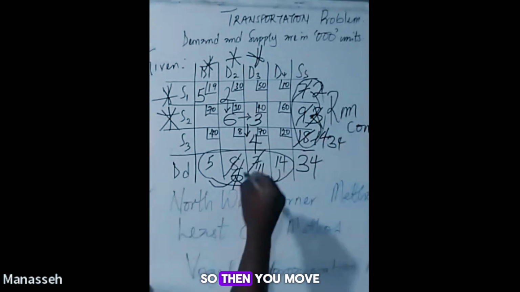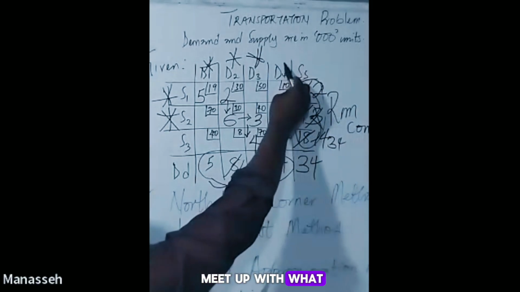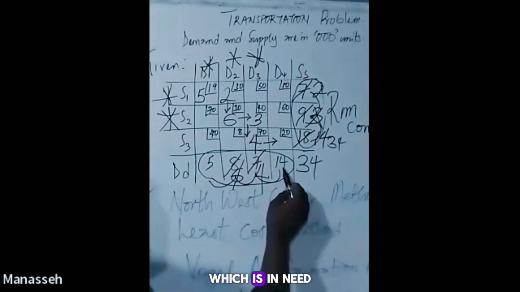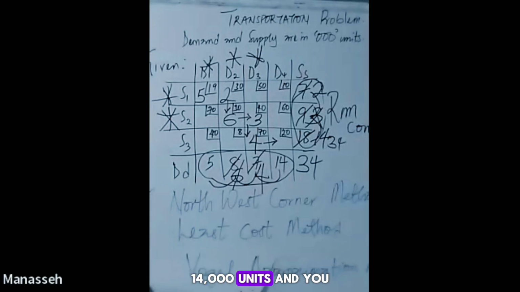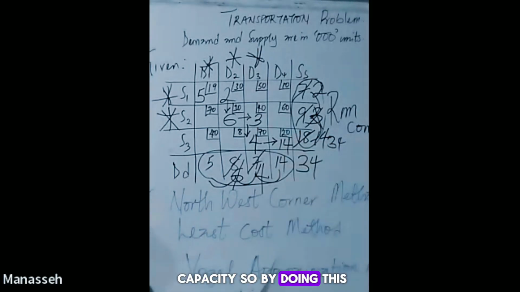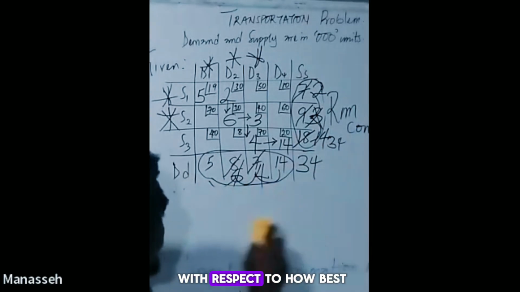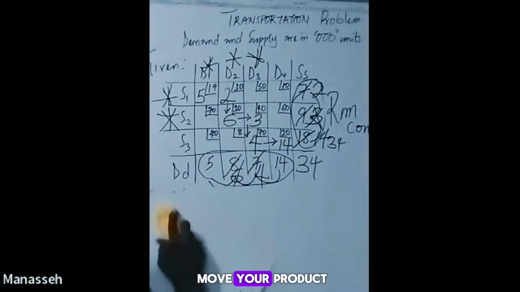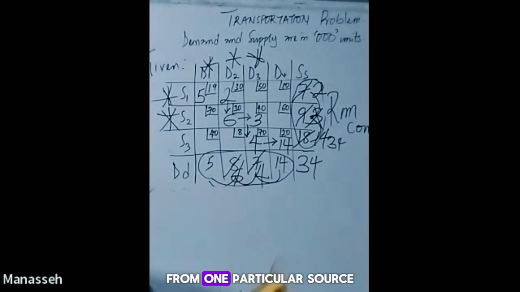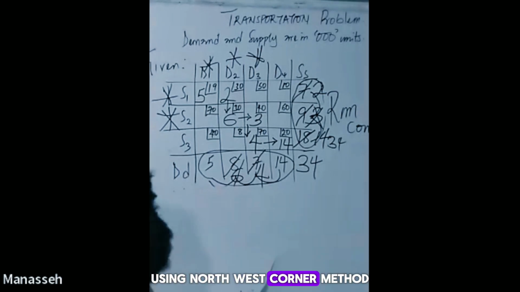So then you move to the right, and by moving to the right, you'll be able to meet up with destination 4, which is in need of 14,000 units, and you have 14,000 in your capacity. So by doing this, you will notice that we have been able to offer a solution with respect to how best you can move your product from one particular source to a particular location using the northwest corner method.